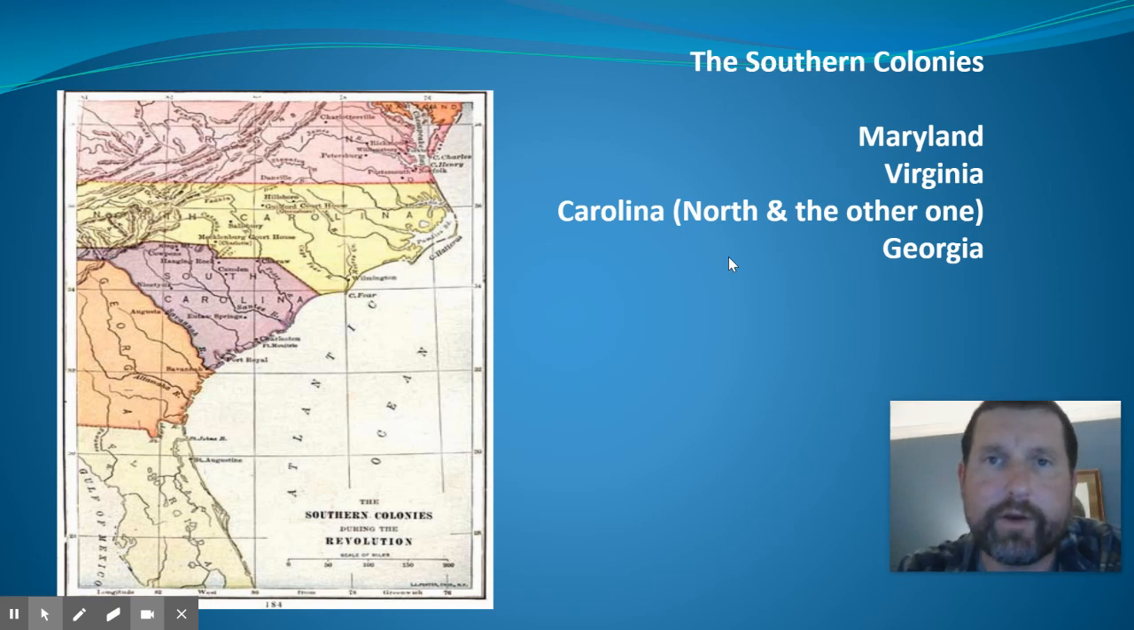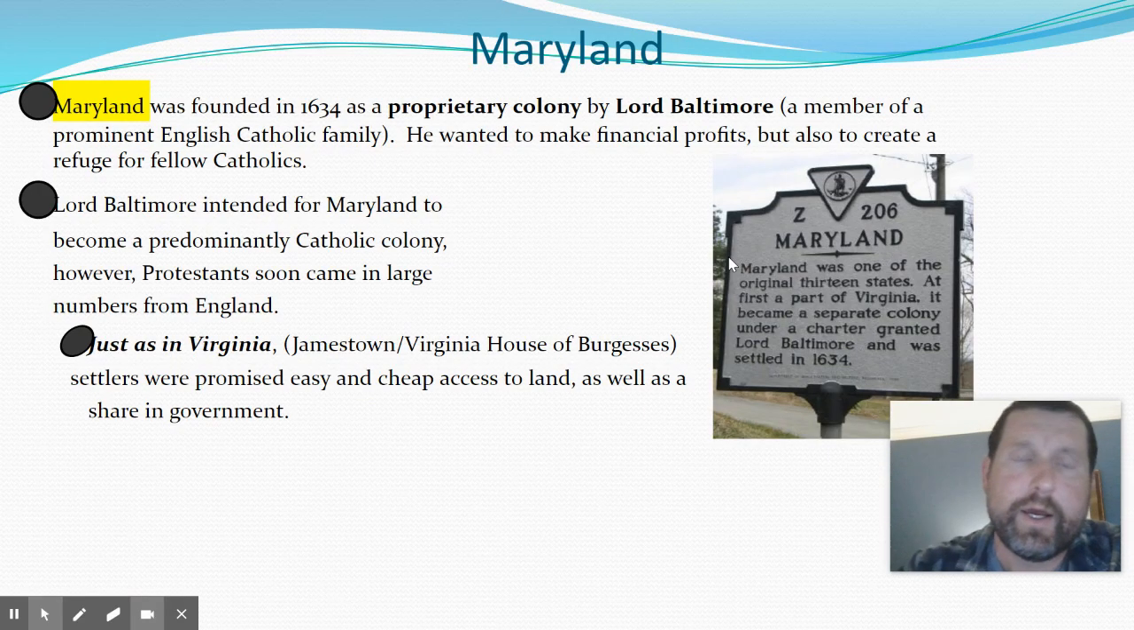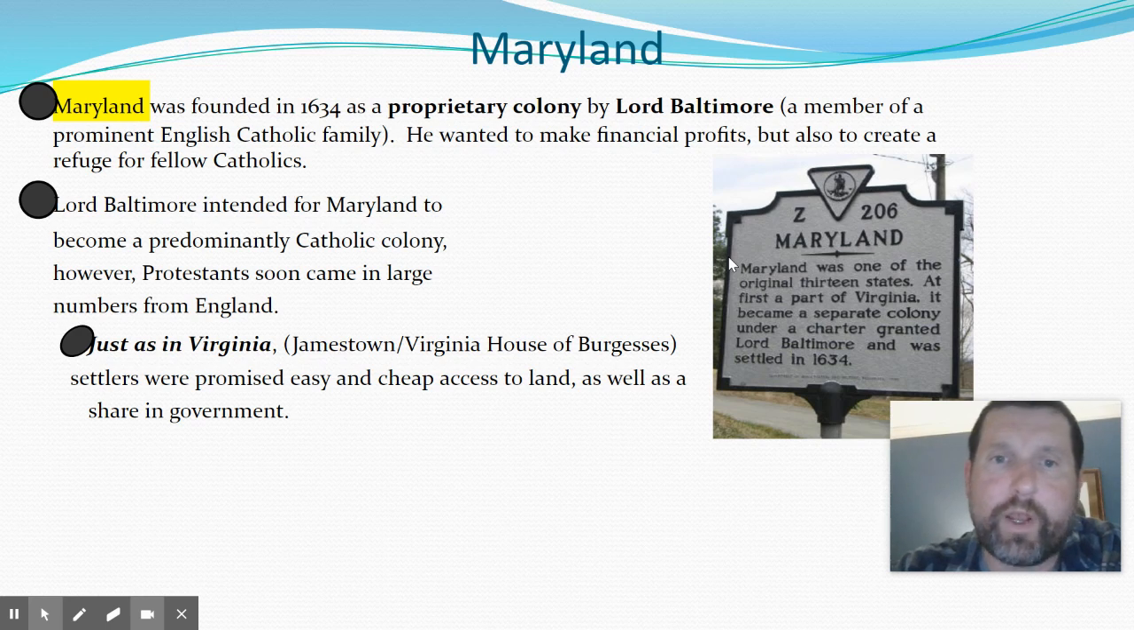We're going to start talking the southern colonies. For this lecture, we'll move from south to north. The southern colonies are Maryland, Virginia, Carolina, and Georgia. Of course, there was just one Carolina originally. Let's start with Maryland because we are Catholic school students. Maryland was founded 1634. It's a proprietary colony by Lord Baltimore, and it was established essentially for Catholics to become a Catholic colony. A lot of Protestants move in, of course, and they are welcomed.